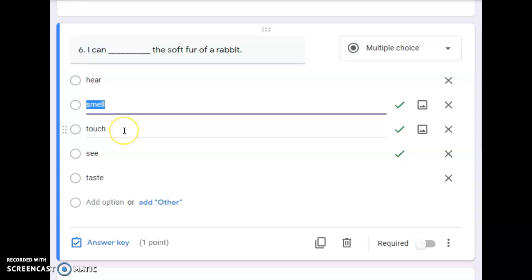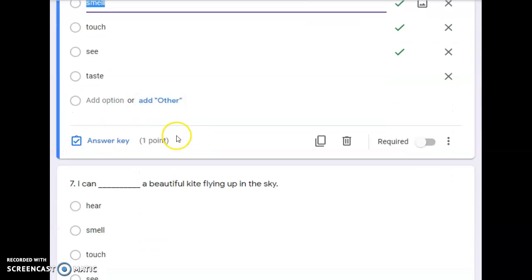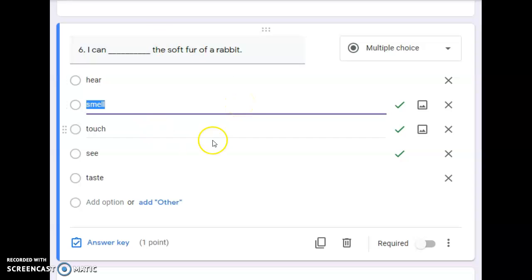If you selected smell, then you have a correct answer. If you answered touch, you have a correct answer. If you answered see, you also get the point. But if you answered hear, it's wrong. If you answered taste, do you really want to taste the fur of a rabbit? Ooh, that's kind of gross, right? So no for that. If you answered three of these, then you have a point.